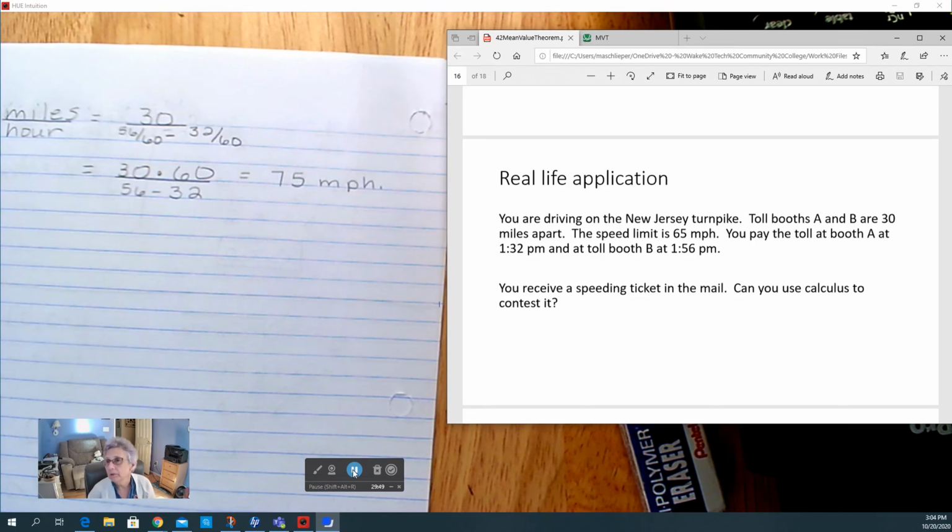But is there any proof that you were ever going over 65? Well, yes, because at some point between toll booth A and toll booth B, you are going exactly 75 miles per hour. Now, the fact that it's greater than 65 means you were probably going even more than 75 at some point too. But no, you cannot use calculus to contest that ticket.